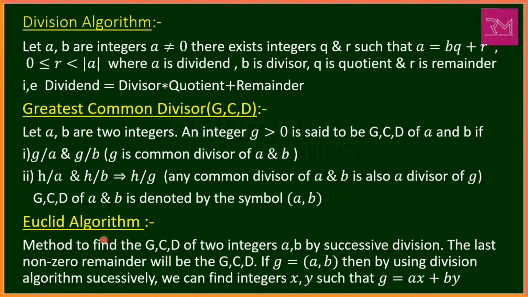Finding the GCD of two integers by Euclid's algorithm means we first have to perform division on the two integers. Then the last non-zero remainder will be the GCD of the two integers a and b. We can write it in the form g is equal to (a, b). Then by using the division algorithm, a is equal to bq plus r. By using this procedure, we can find the integer values x and y such that we can write g is equal to ax plus by. Let's see how to apply Euclid's algorithm in the coming problems.